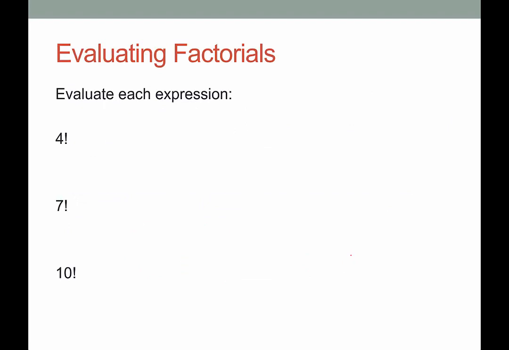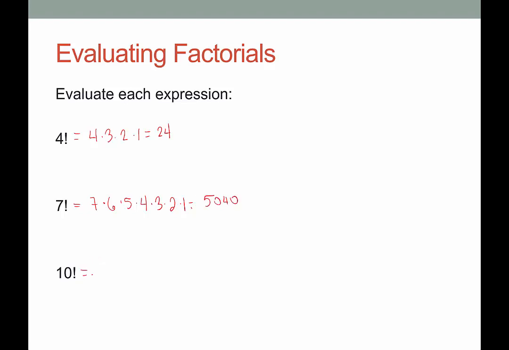So we want to evaluate 4 factorial. This is not 4 exclamation point. It's not a really excited 4. It's 4 factorial. So 4 factorial would be 4 times 3 times 2 times 1, which would give us 24. 7 factorial would be 7 times 6 times 5 times 4 times 3 times 2 times 1, which would be 5040.